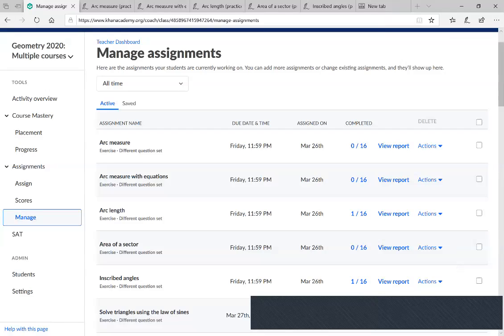And you have 5 assignments, of course, one for each day of the week. Arc measure with equations, arc length, area of a sector, and inscribed angles. Let's go ahead and start with arc measure.